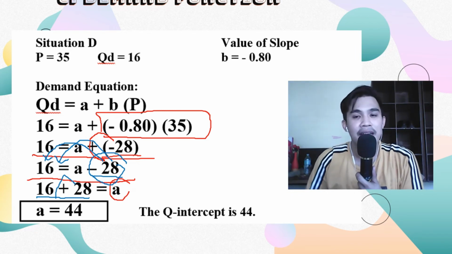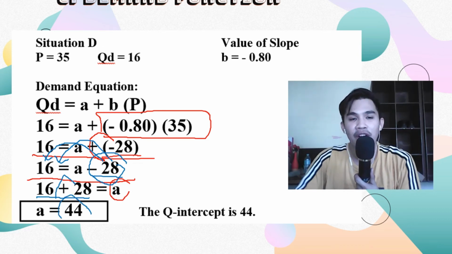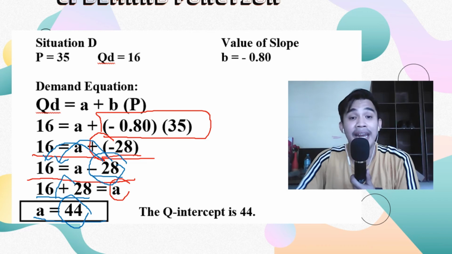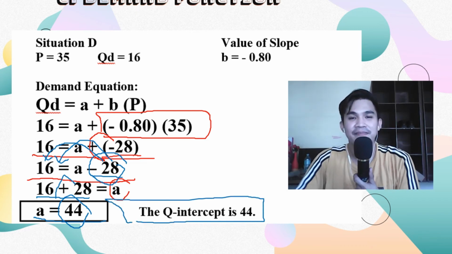So this time, let us add the two numbers. So 16 plus 28, that is equal to 44. So now, the value of our A is 44. A is equal to 44. And our Q-intercept is 44.